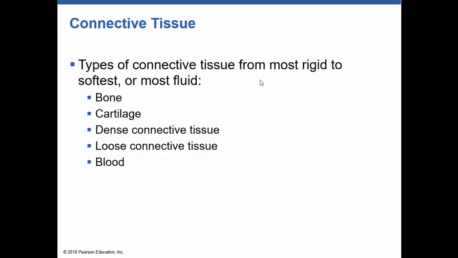Now, some of the types of connective tissue that are most rigid, I would like you to know this. Types of connective tissue from most rigid to softest or most fluid, you have bone, which is the most rigid, and then you have cartilage, dense connective tissue, loose connective tissue, and blood.